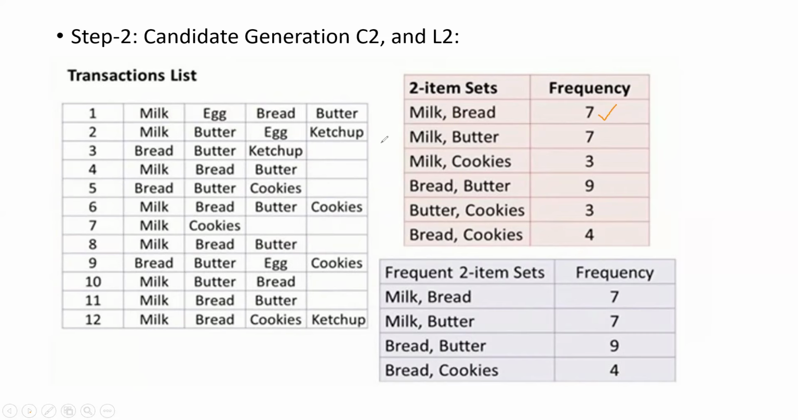Next, milk and butter. So milk and butter, how many? Again we will get 7. Now milk cookies, bread butter, butter cookies, bread cookies. Like that we have to find it. So again the same step we are repeating, that is L2. How? The numbers which are 1, 2, 3 we are removing. So we will remove butter cookies and milk cookies. So remaining we got 4 combinations. This is our L2. Now, the same way we are continuing with 3 combinations.